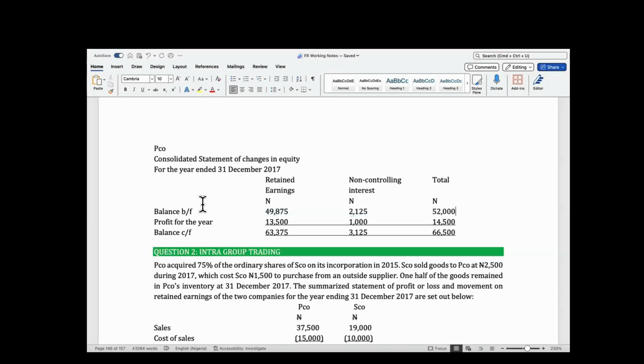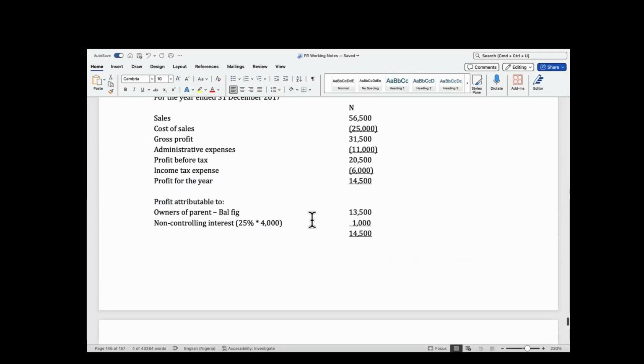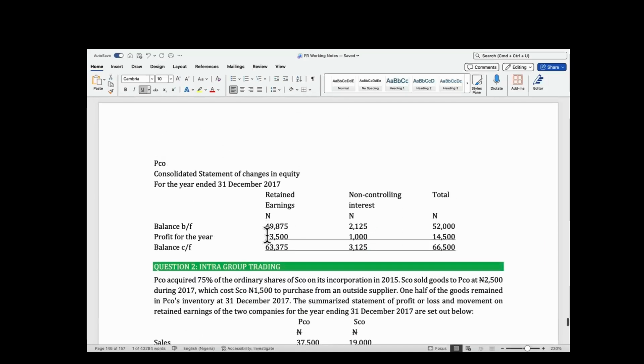What increases my retained earnings is the profit for the year, which I will get from my consolidated statement of profit or loss. The group profit for the year, that relating to the parent, is 13,500, while that of the NCI is 1,000. That is what I have here. 13,500 and 1,000. If I add them together, it gives me 14,500.